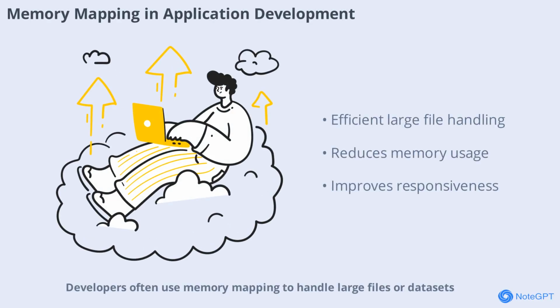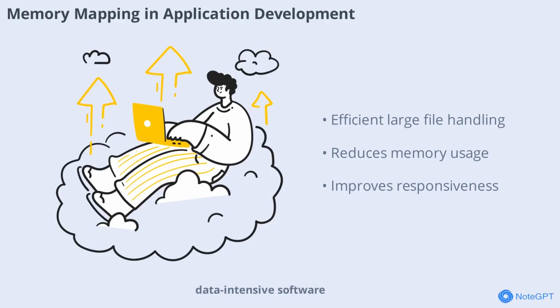Developers often use memory mapping to handle large files or datasets. For instance, database systems and multimedia applications rely on memory mapping to process gigabytes of data without loading everything into RAM at once. This technique allows applications to access only the parts of a file they need, reducing memory usage and improving responsiveness. As a result, memory mapping is a go-to solution for building high-performance, data-intensive software.